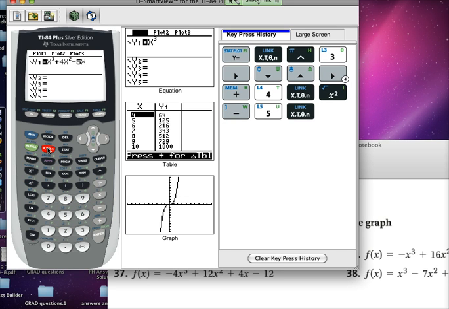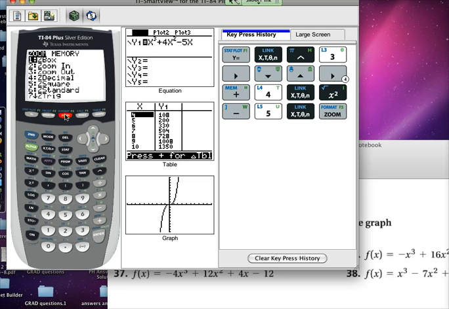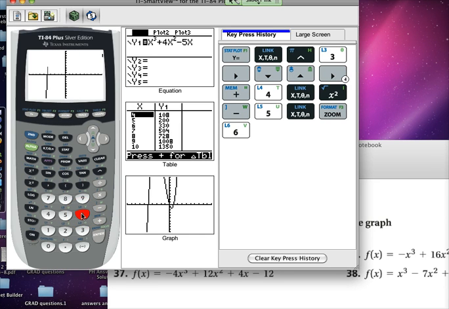All right, now I'm going to hit zoom 6 to get that nice negative 10 to 10 window. We might not see what we need there, but we very well might. So now I notice there's a portion of this graph that I need right up there, because that would be a relative maximum. So I'm going to have to change my window so that I can go up higher.